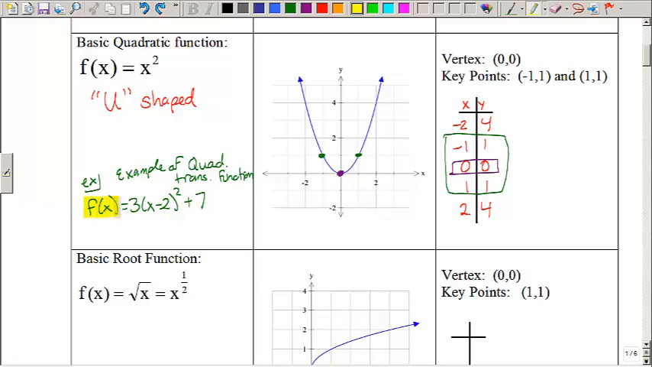Now we're going to be talking about how to translate this later on in the lesson, but I want you to see that we do have an f of x equals x squared. We have all these other values of adding 7 and minus 2 and multiplying by 3, and we'll talk about what each one of those do. But you need to be able to look at this and realize that this is a quadratic transformed function. It is f of x equals x squared, the parent function, transformed.